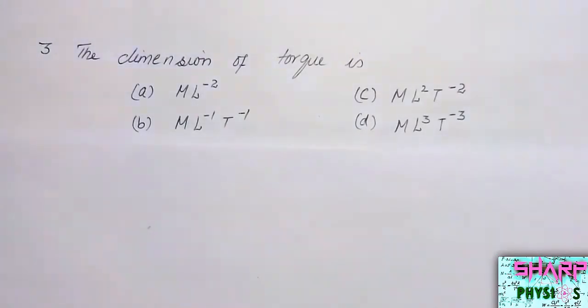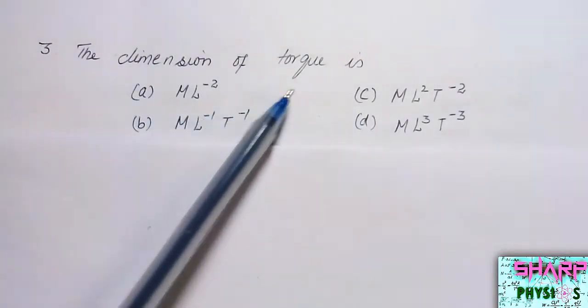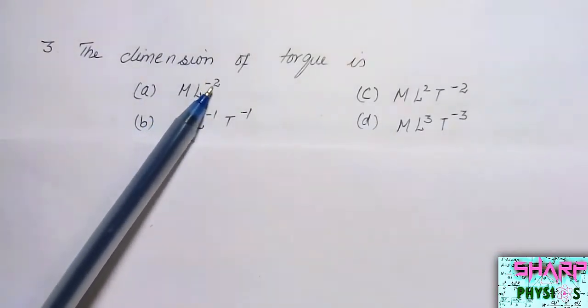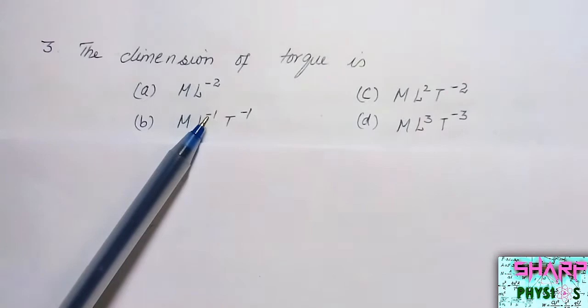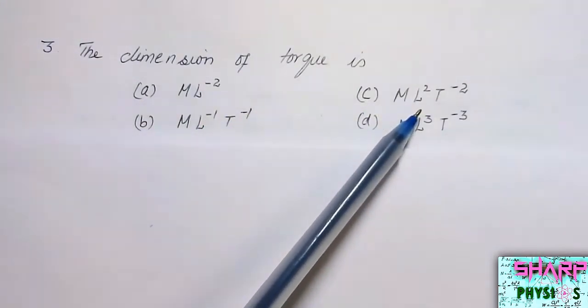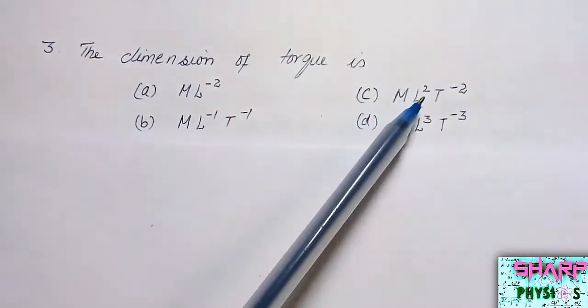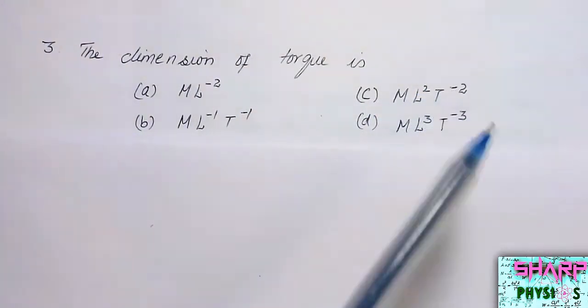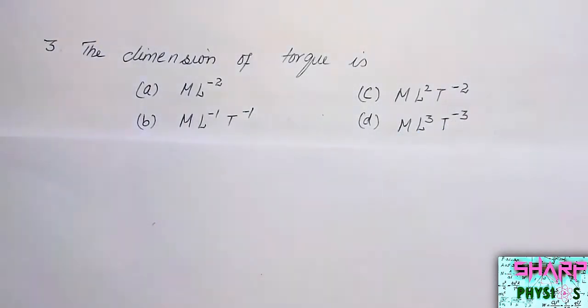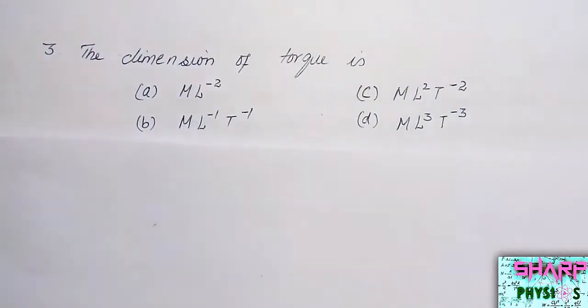We'll again solve a very simple problem. The dimension of torque is, with 4 options: A, mL to the power minus 2 t to the power minus 1; B, mL to the power minus 1 t to the power minus 1; C, mL to the power 2 t to the power minus 2; D, mL to the power 3 t to the power minus 3. Of course, we know the answer directly for this is C, but we will just solve it and find out how to get it.